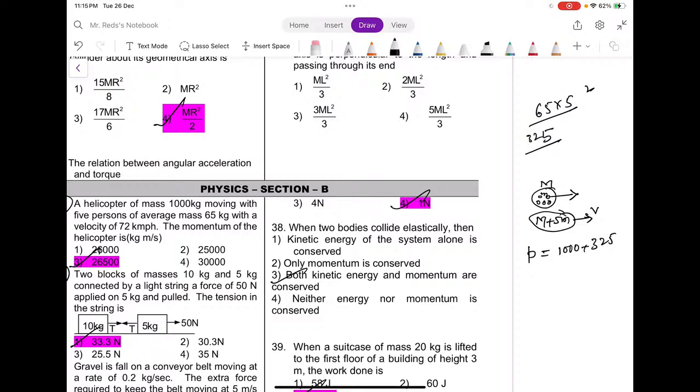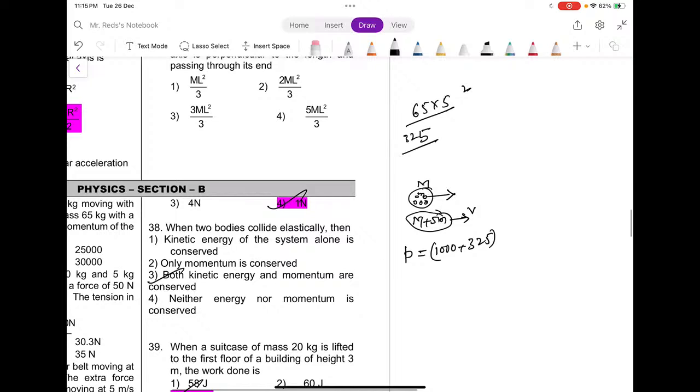So this is total mass into velocity of the helicopter, 72 km per hour. You have to convert this into meter per second, guys. All should be in SI units while calculating. So you have to write this as 72 into kilometer per hour. If you want to convert it to meter per second, you have to multiply by 5 by 18. How? You have to remember 1 kilometer is equal to 1000 meters and 1 hour equals 60 minutes into 60 seconds. If you multiply that and simplify, you will get this.